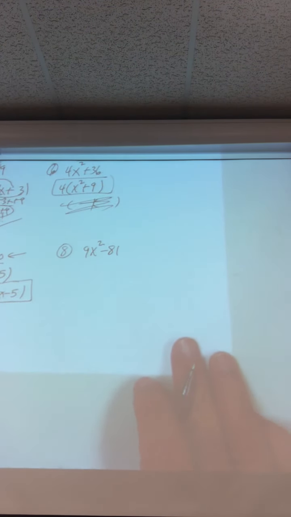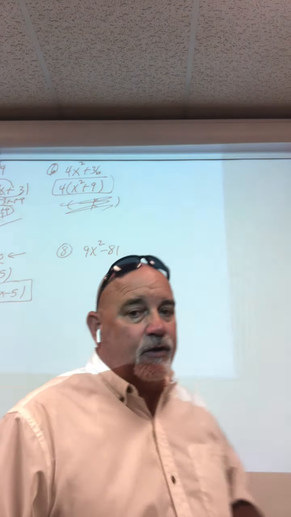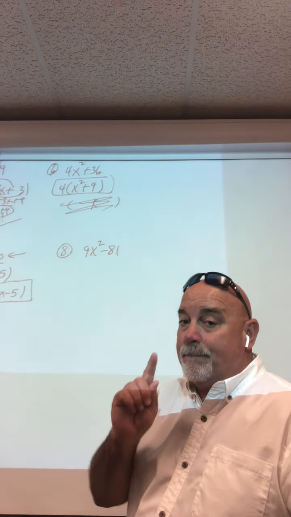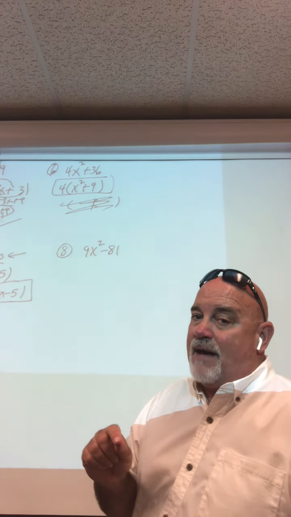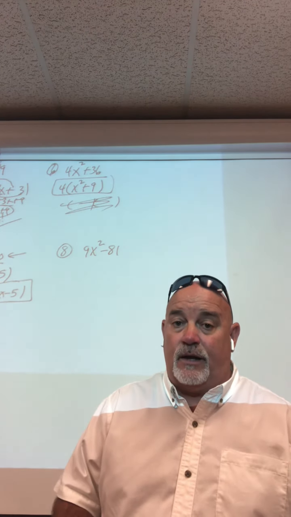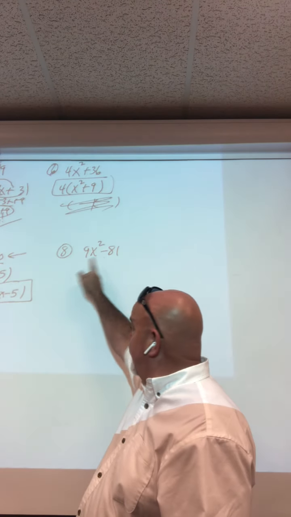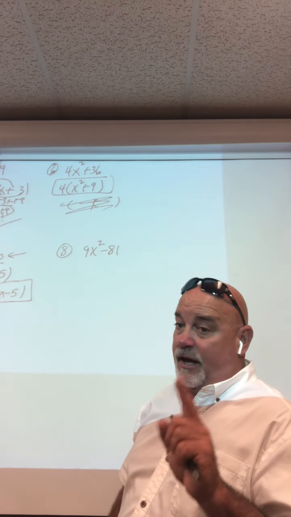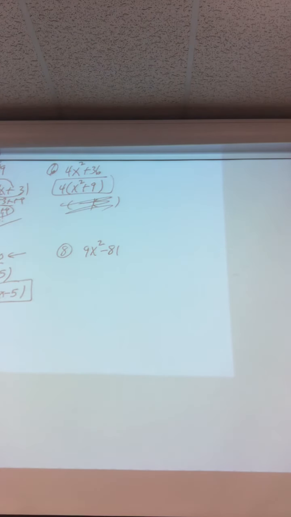9x squared minus 81. Now, this one is a little unique for a couple of reasons. First of all, because it's the difference of two perfect squares. But it also has a GCF. Now remember, in mathematics, order matters. When you do something, the order in which you do it. So GCF always comes first. So if you do the difference of two perfect squares first, you're not going to get full credit for this problem. GCF first.